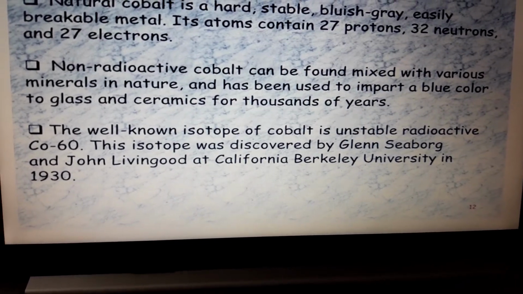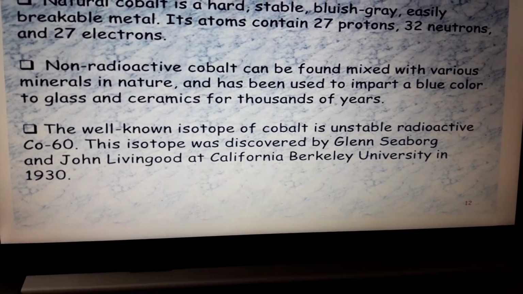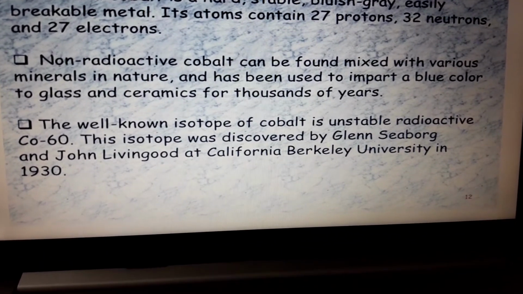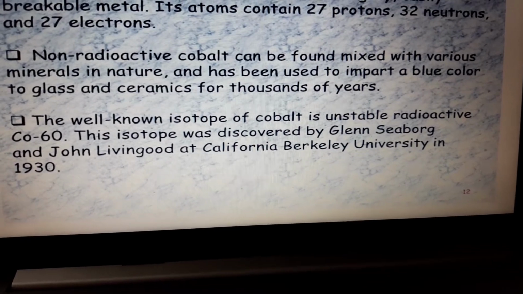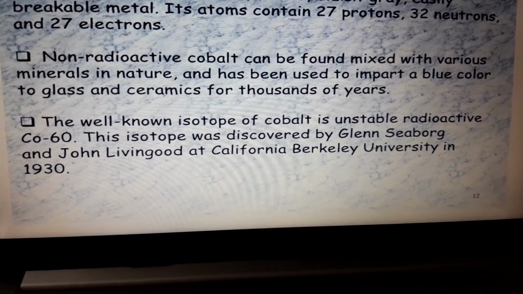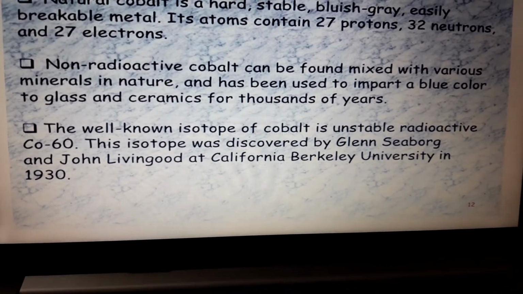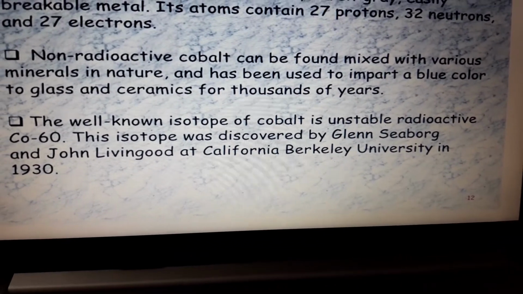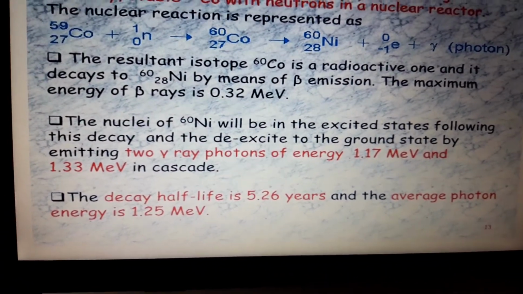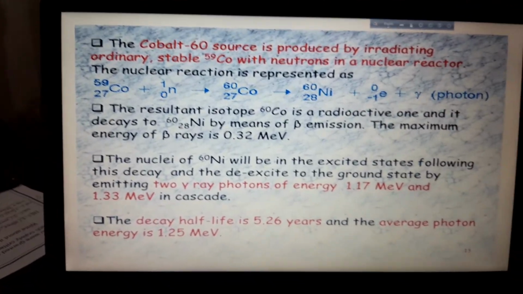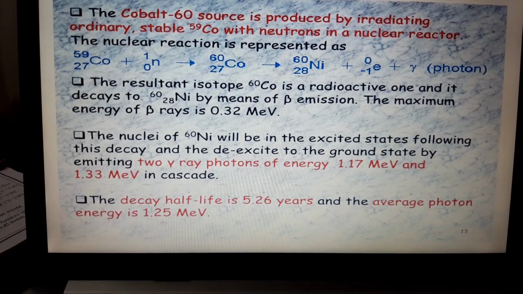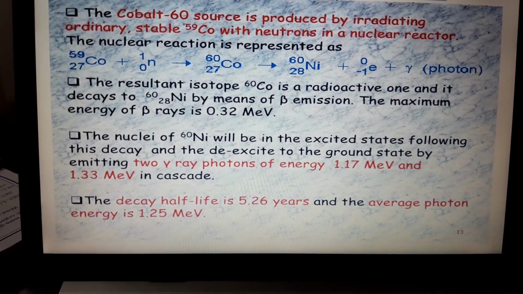The well-known isotope of cobalt is unstable radioactive cobalt 60. This isotope was discovered by Glenn Seaborg and John Livingood at California Berkeley University in 1930. The cobalt 60 source is produced by irradiating ordinary stable cobalt 59 with neutrons in a nuclear reactor.